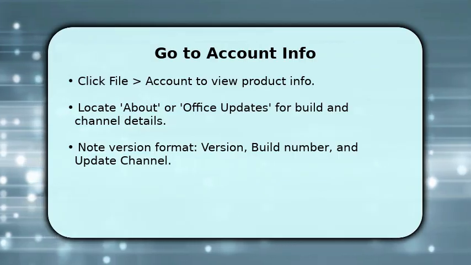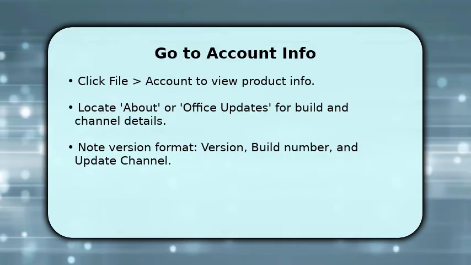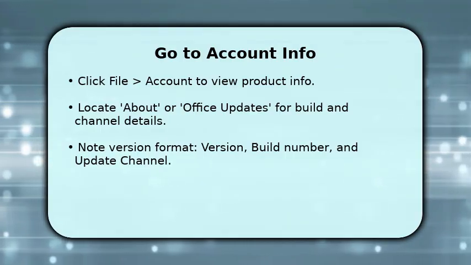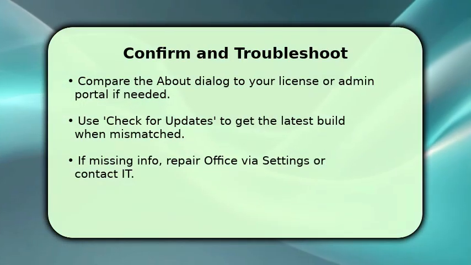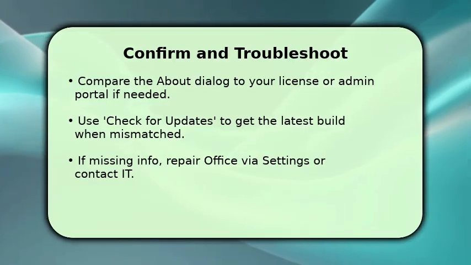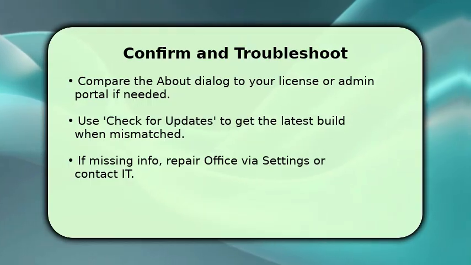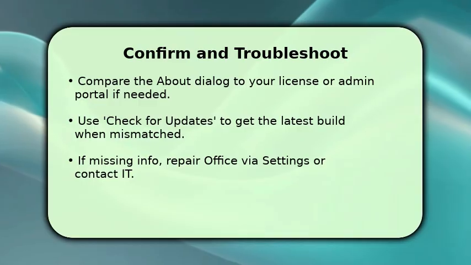Write down the three-part string, version, build number, and update channel for any support or compliance needs. Finally, confirm the version against your subscription or IT documentation so you know whether updates are expected. If the build is older than your policy requires, click Office Updates and choose Check for Updates. This forces the installer to refresh.